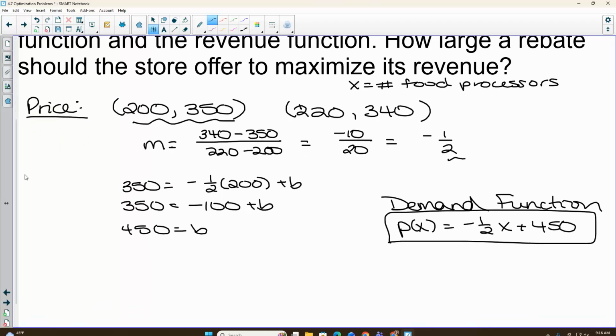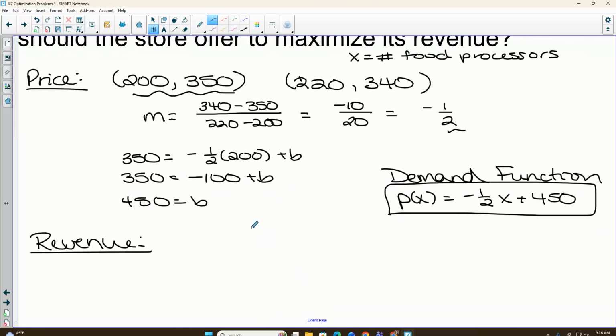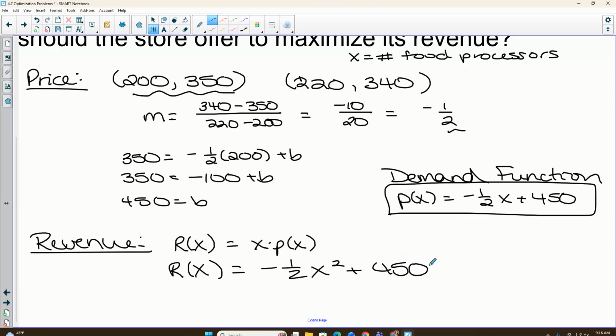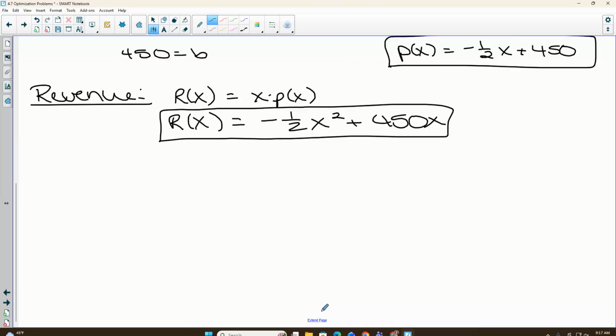Then it wants the revenue function. How do you find revenue? Take your price times x. Right, revenue is the amount of money you bring in. So it's just x times p of x. That's negative 1/2 x squared plus 450x. All right, that's the first part it asked me for.